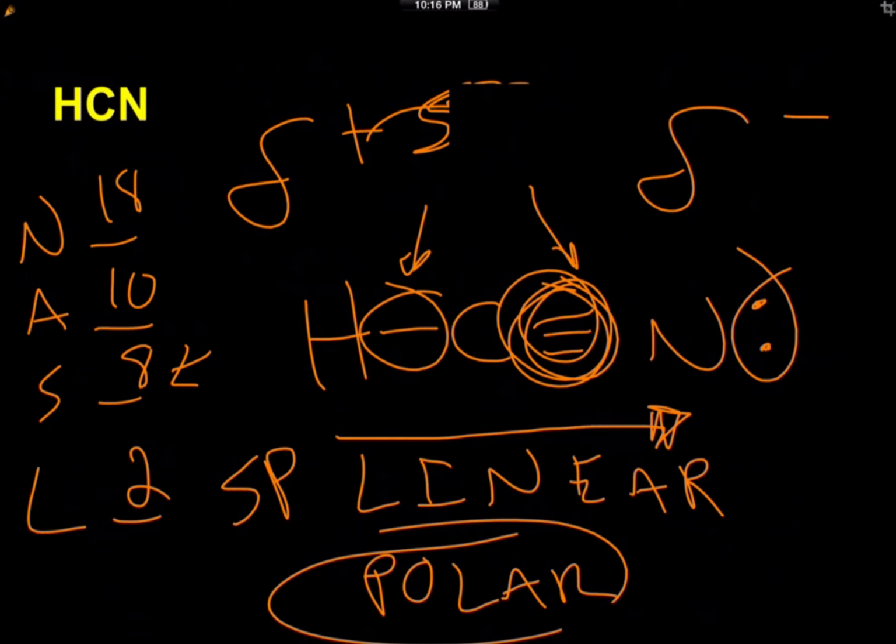And then determining the polarity. If you have the same atom all the way around the central atom, if it's the same atom on both sides, or all 3 sides, or all 4 sides, or all 5 or 6 sides, if they're all the same, it's going to be nonpolar. If you have different things on different sides of the shape, then it's likely to be polar.